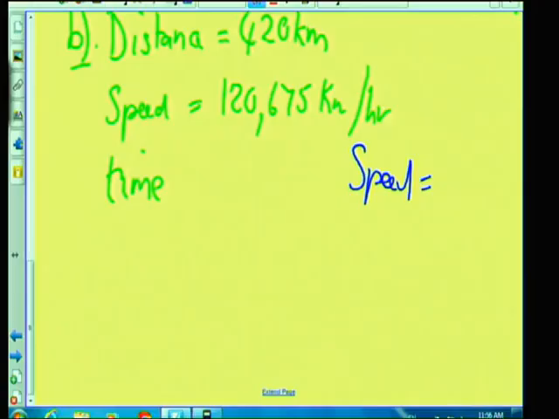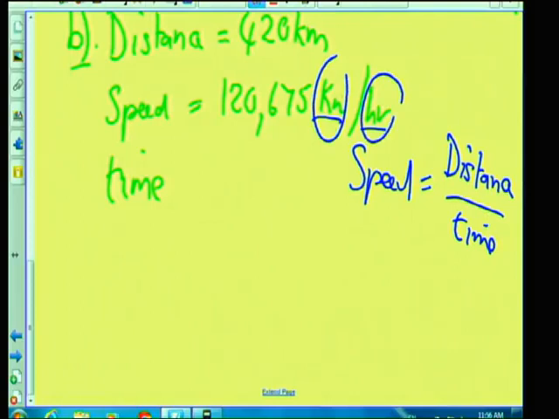So what's the relationship between speed, distance, and time? Well, you should remember that speed is equal to distance divided by time. And you can see it here in the units. It's kilometers divided by hours. Kilometers is the distance, hours is the time.